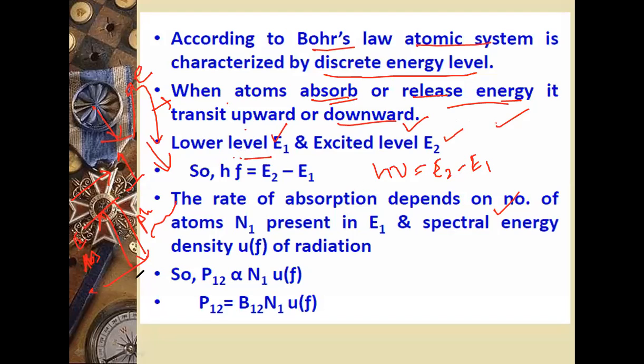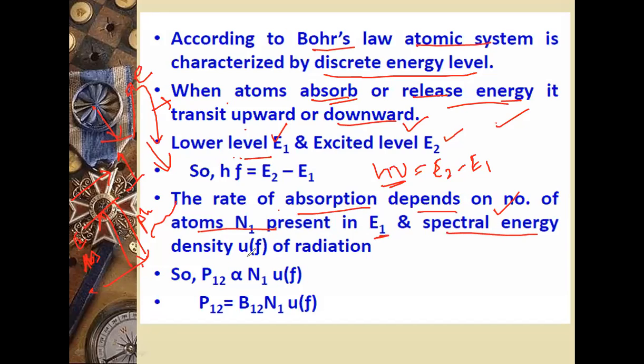When it jumps from the ground state to a higher energy level, it absorbs energy. When it falls from a higher energy level to a lower energy level, it emits a photon. That is called h nu. The rate of absorption depends on the number of atoms. How much absorption is there? That depends upon the number of atoms present in E1.